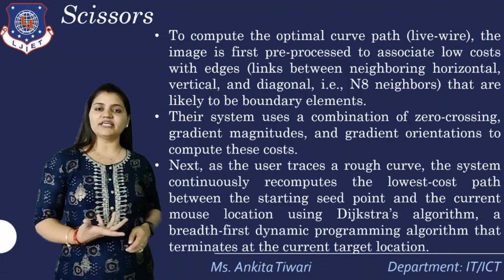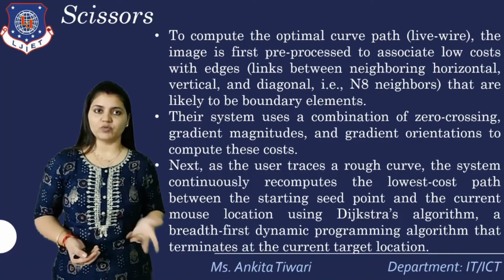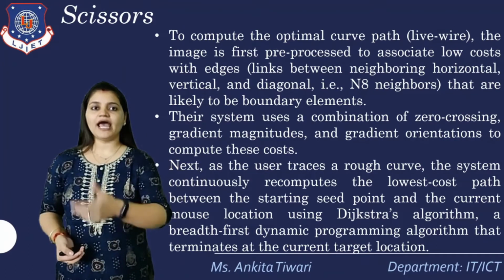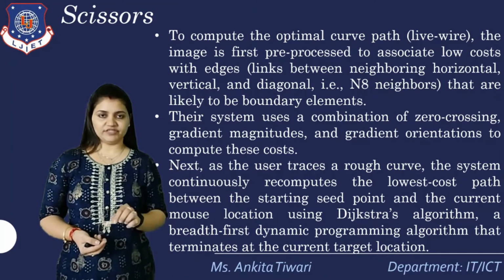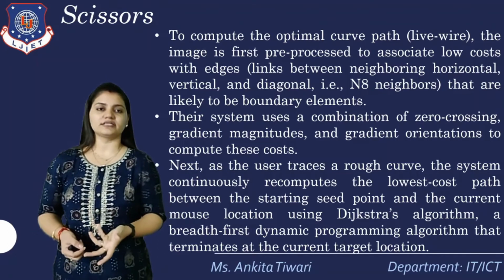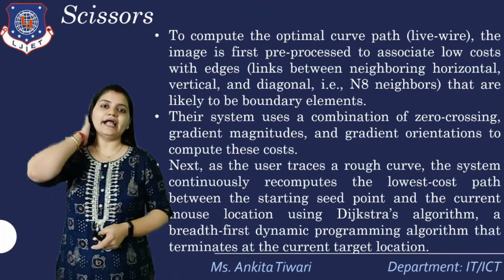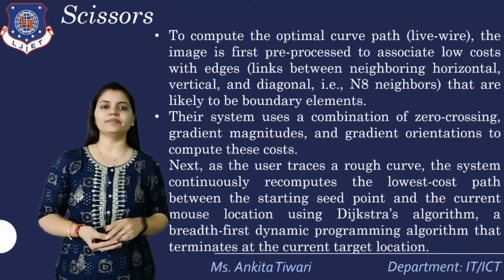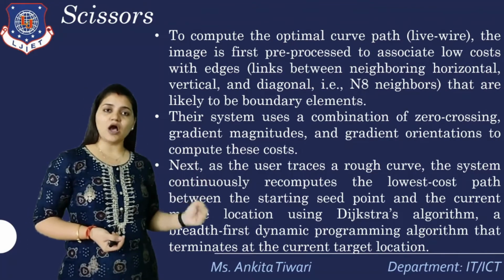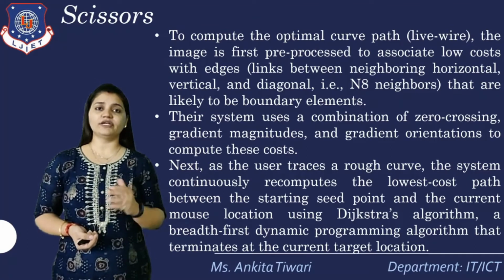Okay, so as the user traces a rough curve, the system continuously recomputes the lowest cost path from the starting seed point to the current mouse location. For this we have many algorithms, like Dijkstra's algorithm that you already learned in DA, that is, Design of Algorithms, and a breadth-first dynamic programming algorithm that has to be targeted at the current target location. So this is how a user's tracing is done in order to find the trace.